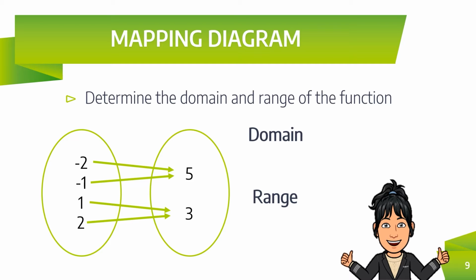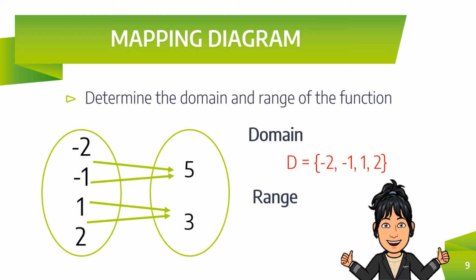The first set of numbers is -2, -1, 1, and 2. And what is its domain? Yes, that is the set of -2, -1, 1, and 2. And for the range, we have the second set of numbers, which is 5 and 3. And that is our range.